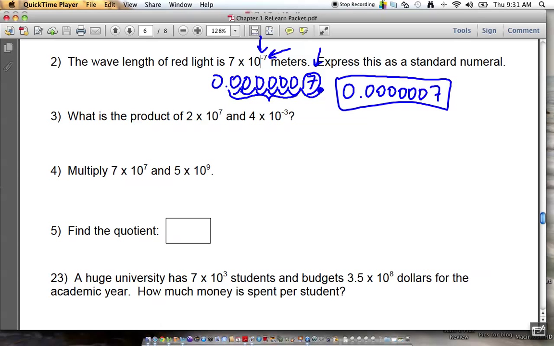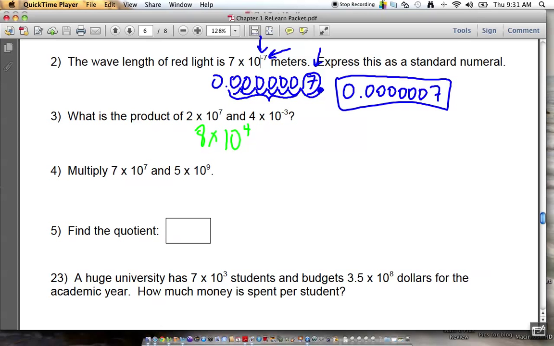Okay, anybody got the answer? Somebody who hasn't helped me yet? Go ahead. 8 times 10 to the negative 4. No, 8 times 10 to the positive 4. Now, I think you're doing it exactly right.